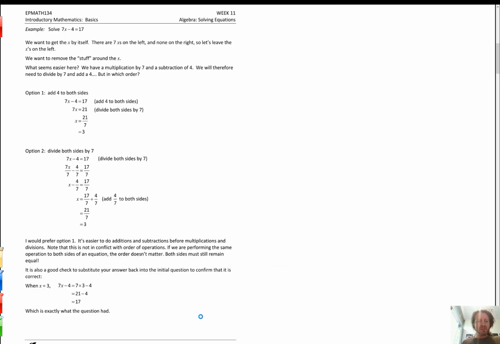Solve 7x minus 4 equals 17. Now, it looks like we've got 2 options here, and you could say it doesn't matter. I've got a methodology, which I'll talk to you about. 7x minus 4 equals 17.